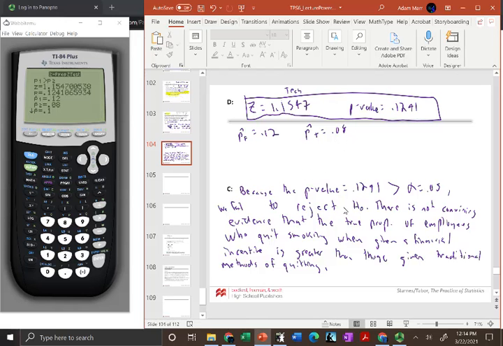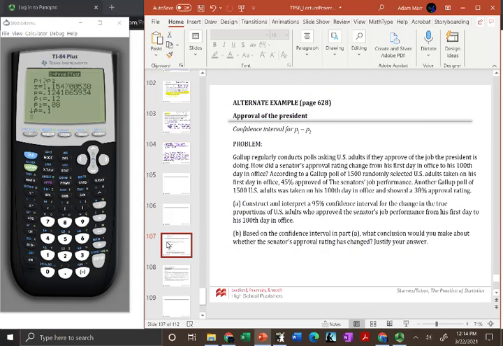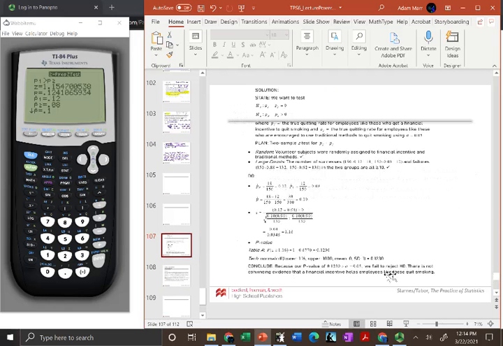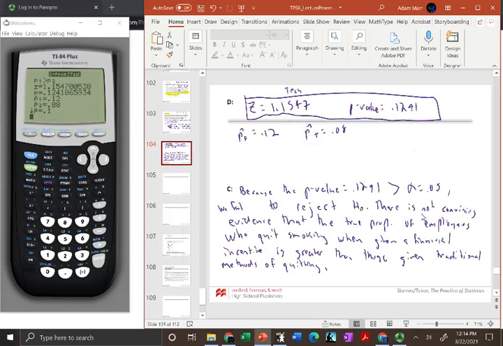And then the next part I said correctly, right? There's not convincing evidence. So they said, there is not convincing evidence that a financial incentive helps employees like these quit smoking. Okay, so they were even less descriptive than I was. I said there's not convincing evidence that the true proportion of employees who quit smoking when given a financial incentive is greater than those given traditional methods. So maybe I was a little too detailed right there. Anyway, all good.